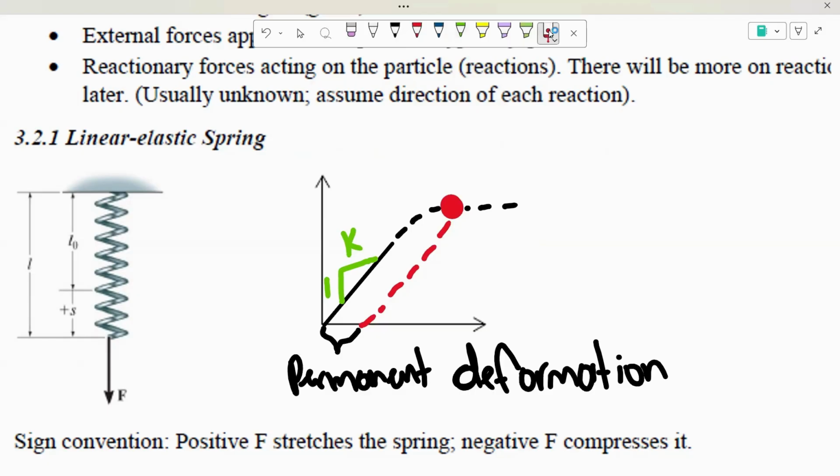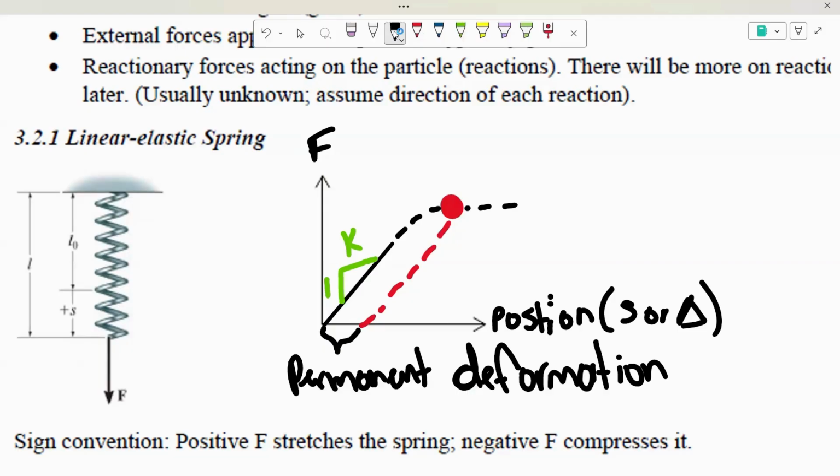And right here, this axis is the force that was being applied. And this axis is basically the position that our spring is at. And usually this is represented as an S or as a triangle.